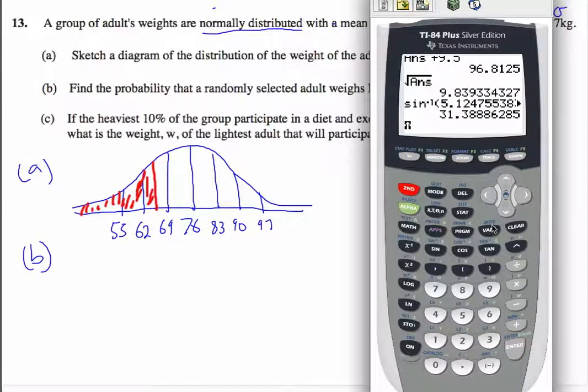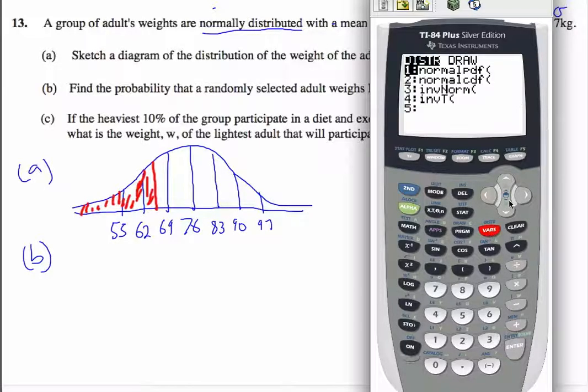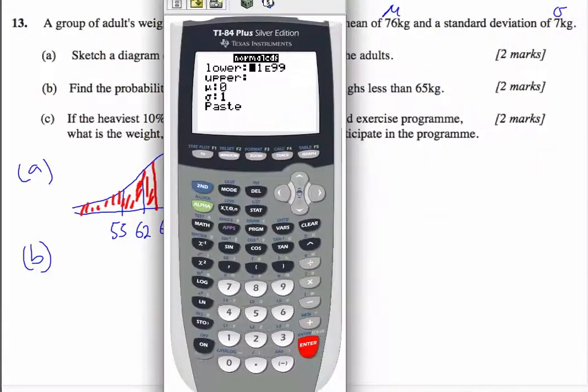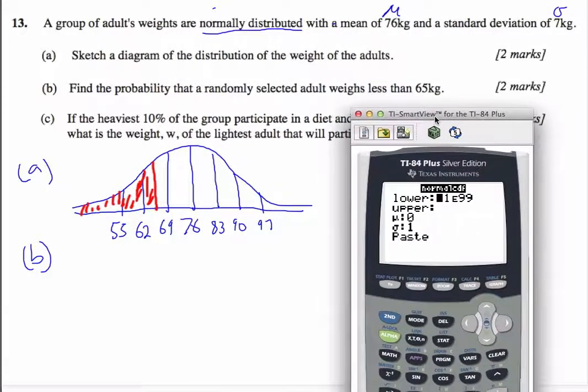It's under distribution, because it's normal distribution. So second function, distribution, and normal CDF. Never use PDF, or never in math studies will we use PDF. Okay, let's use CDF, and your lower bound, well, we know the upper bound is 65 in the question, right?